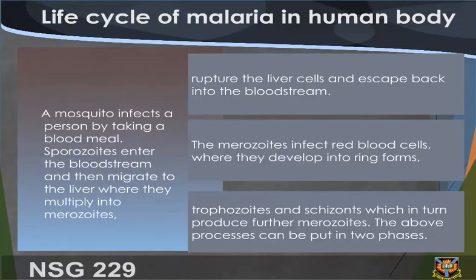Life cycle of malaria in the human body. A mosquito infects a person by taking a blood meal. Sporozoites enter the bloodstream and then migrate to the liver, where they multiply into merozoites, rupture the liver cells and escape back into the bloodstream. The merozoites infect red blood cells, where they develop into ring forms, trophozoites, and schizonts, which in turn produce further merozoites. The above processes can be put in two phases.